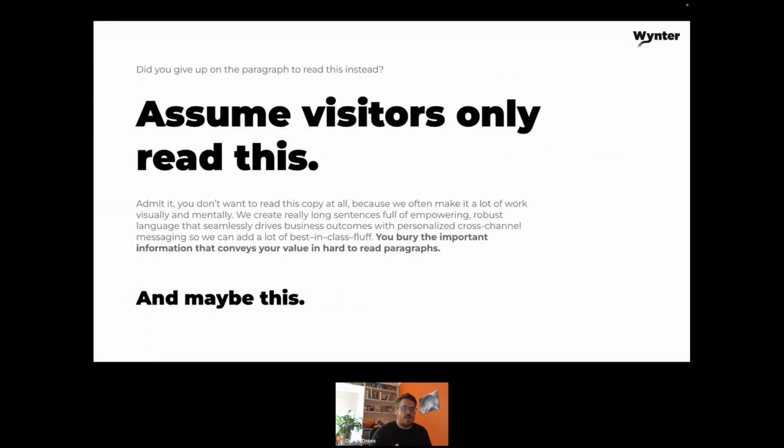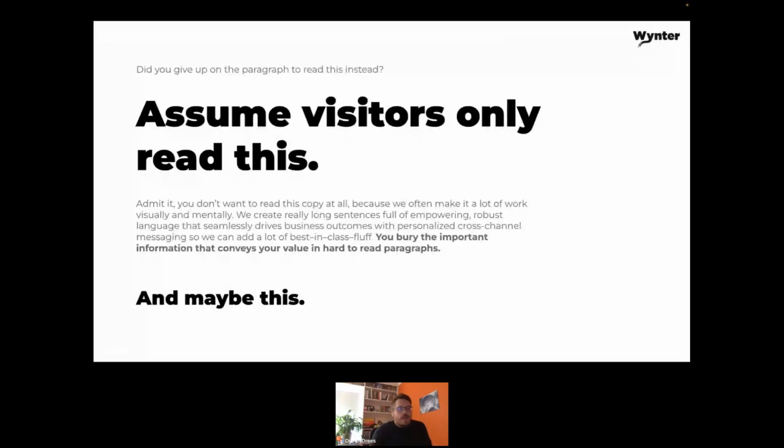The way I like to think about it is, if you just assume that visitors are only going to read this and maybe this, make sure you're not wasting these opportunities. Make sure you're putting valuable information here instead of just placeholder things or descriptors, right? Don't presume that people are going to read this the way we typically put it together, or you're going to miss so much value that's just buried. They never get it, right?